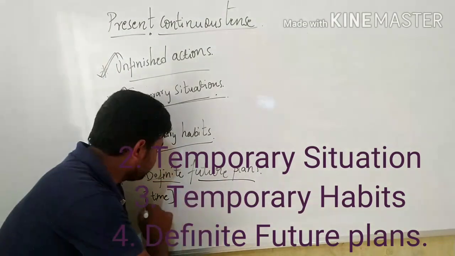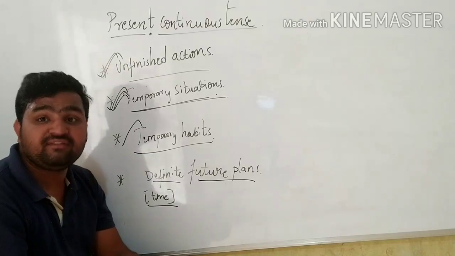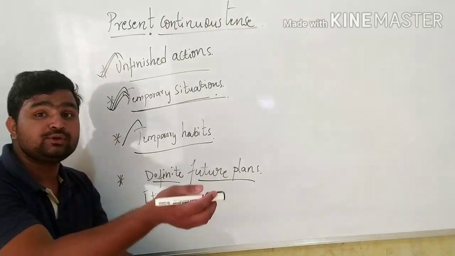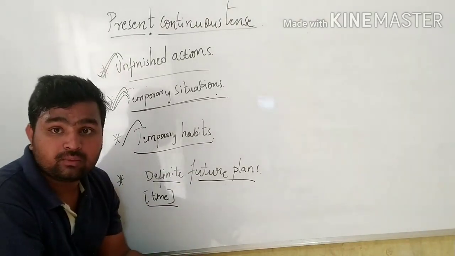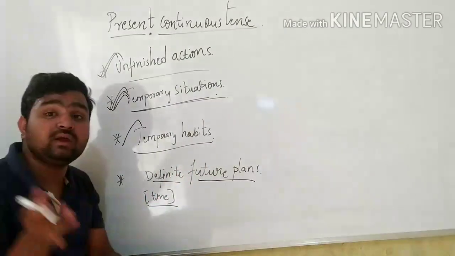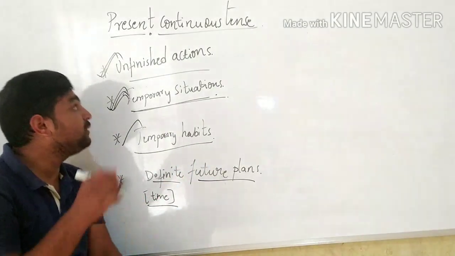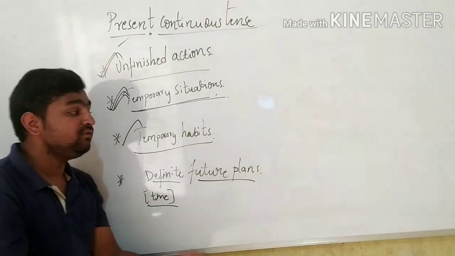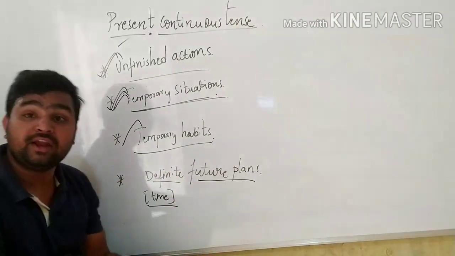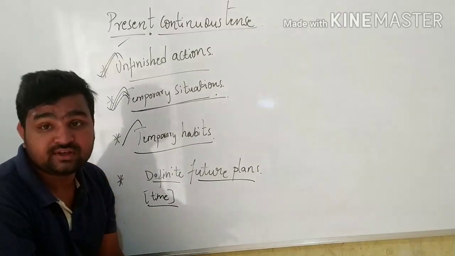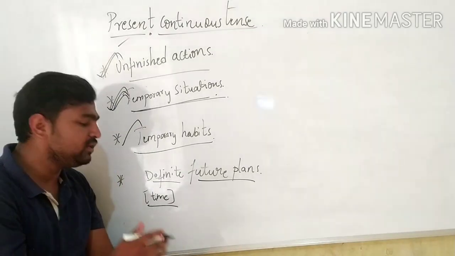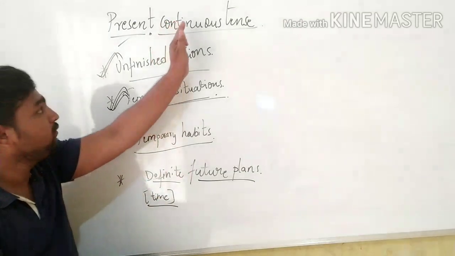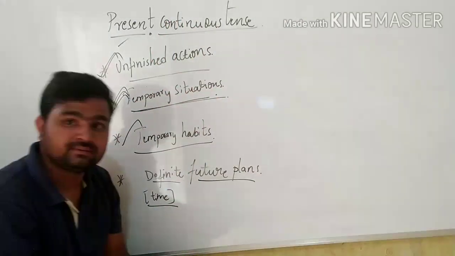Then definite future plans. When you have a definite plan, like I am going to Mumbai tomorrow, yes, that's a definite plan. When you have a definite plan, then only you have to use present continuous tense. Or else, if that is not a definite one, you can use future tense for that, right? If it is a definite one, you have to use present continuous tense, right?